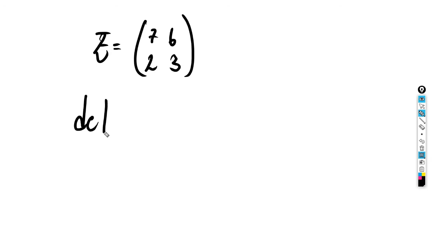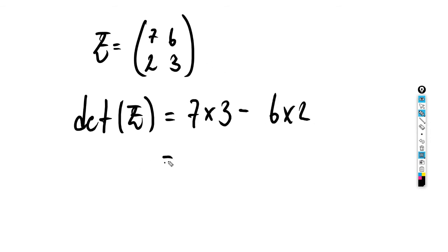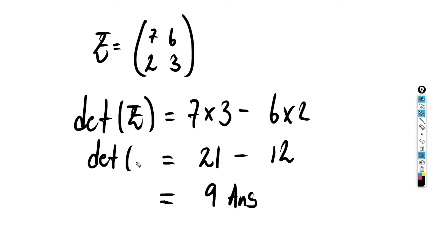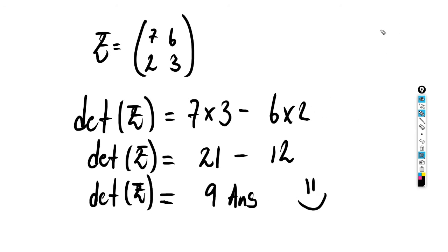All right, so let's find the determinant of E in this case. So the determinant of E is you multiply the main diagonal, right? 7 times 3, minus, when you multiply the other diagonal, you get 6 times 2, right? Okay, so let's work that out. 7 times 3 is 21, and 6 times 2 is 12. Cool. So 21 minus 12, that should be 9. So that's the answer. That's the determinant of E. Determinant of E is equal to 9. All right, not too bad, right?